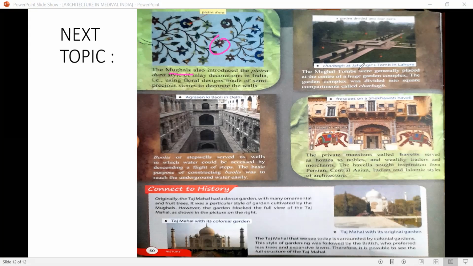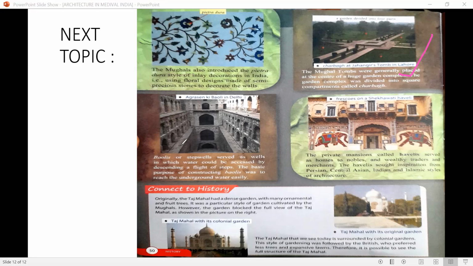Okay, and then we have Jahangir's tomb in Lahore. The Mughal tombs were generally placed at the center of a huge garden complex. The garden complex was divided into square compartments known as the charbagh. As I showed you some gardens before starting this topic, we have a garden over here also in Lahore, at Jahangir's tomb. This garden was subdivided into square compartments known as charbagh.